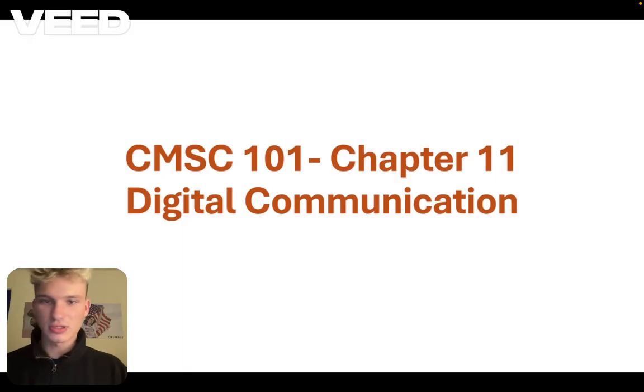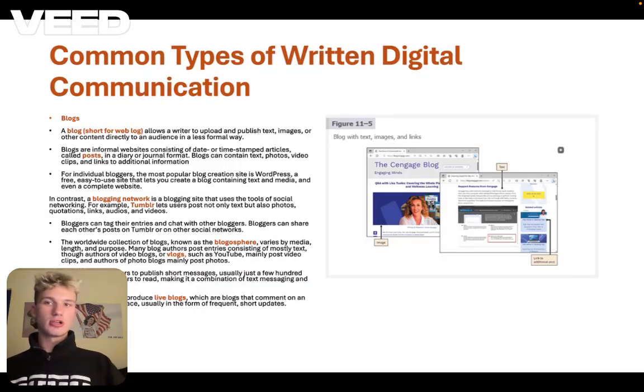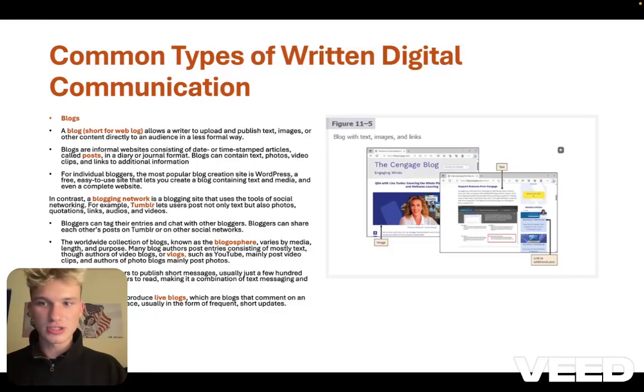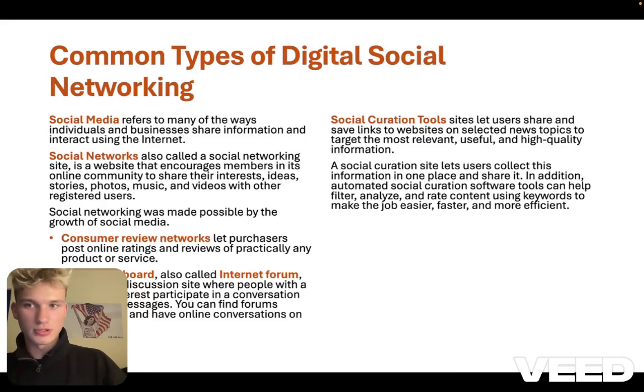In Chapter 11, we talked about digital communication. We talked about popular digital communication tools. Digital communication is the transmittal of data, instructions, and information from one computer or mobile device to another, often via the internet. We talked about common types of written digital communications like blogs, a blogging network, Tumblr, and microblogs. We talked about common types of digital social networking. Social media refers to the ways individuals and businesses share information and interact using the internet.